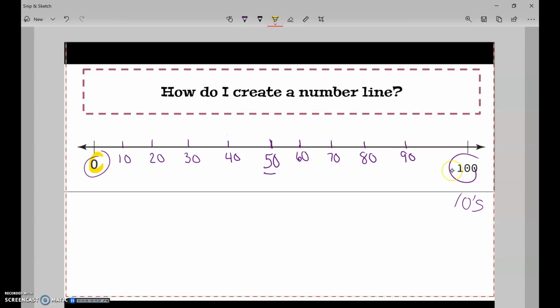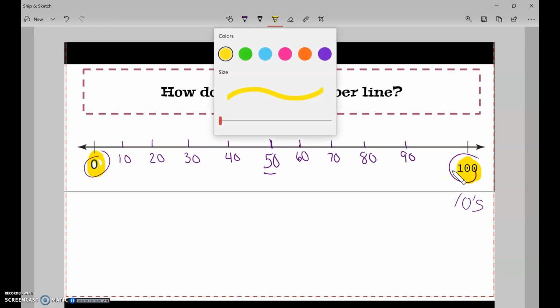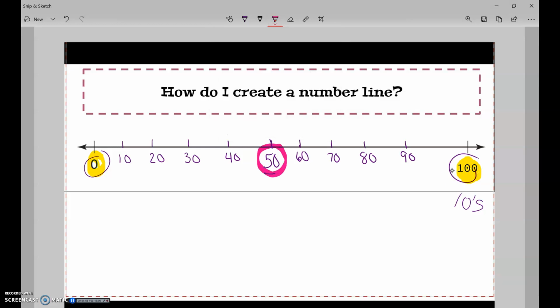So I'm going to go over the vocabulary. These are my endpoints. Endpoints, orilla. My midpoint in the middle. Between is how much is in between. And that also becomes the interval. So the interval from 90 to 100 is 10. The interval from 30 to 40 is 10.